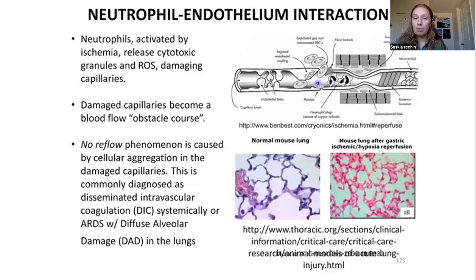So here's a summary about that. Your neutrophils get activated by ischemia. They release cytotoxic granules and reactive oxygen species, and then they go throughout your capillaries causing damage, and they create an obstacle course because they are aggregating with platelets, almost like coronary artery disease. They cause this no reflow phenomenon where you can't get reperfusion or perfusion throughout the myocardium because it's so aggravated and reactive.